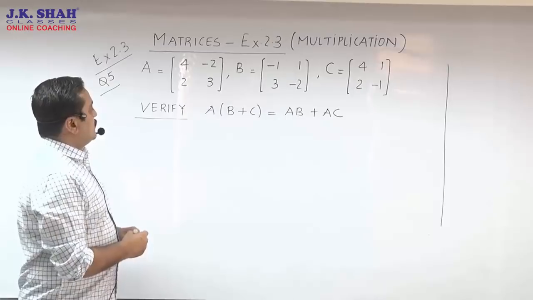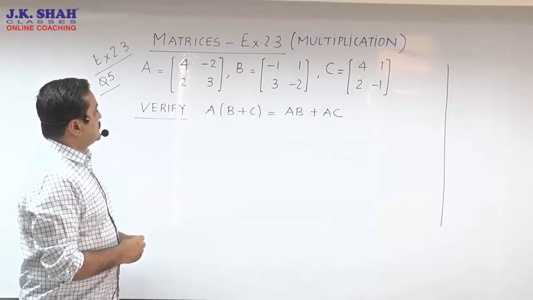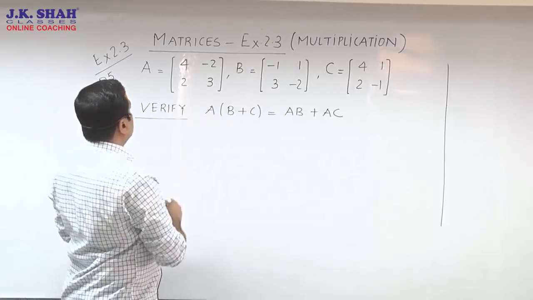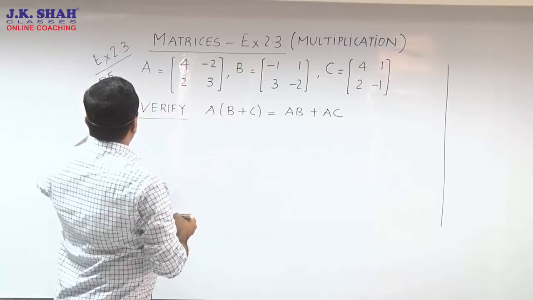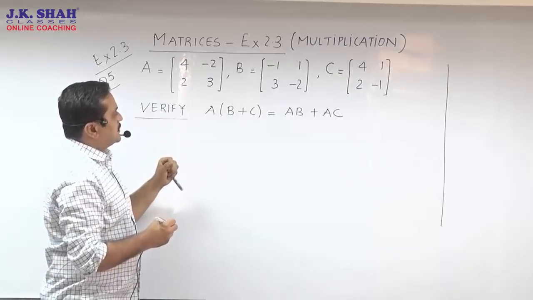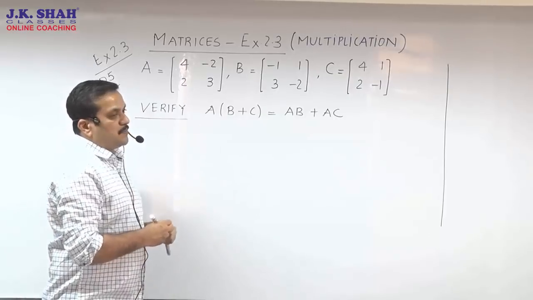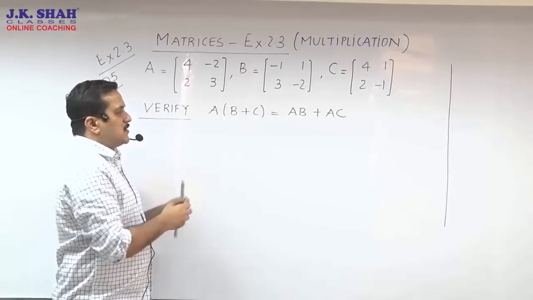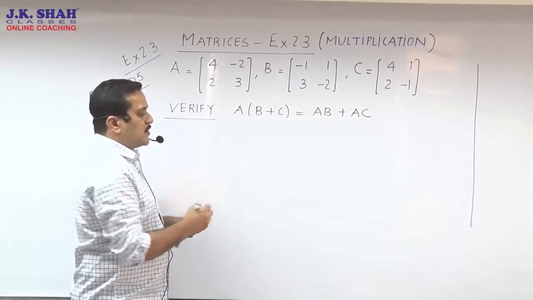So now we have a new question on the board. I am giving you three matrices. We are into exercise 2.3 right now. The question flashed on the board is from question 5. So we have to prove A into B plus C is AB plus AC. Now this is something we have seen in normal algebra also.